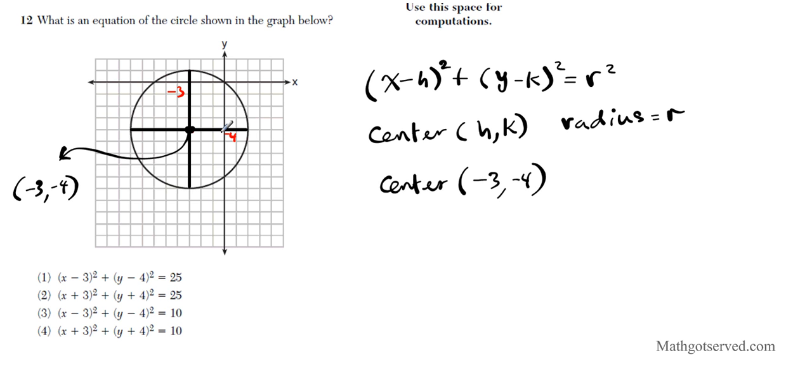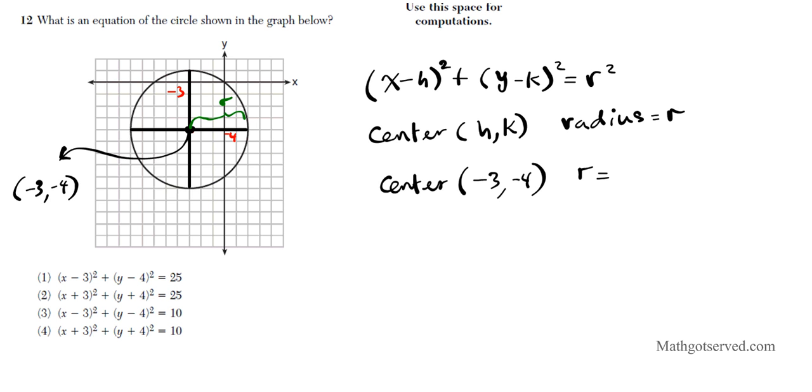The radius is the distance from the center to the circumference of a circle. So that right there is your radius. How many units is it? Count the units from the center to the extreme: 1, 2, 3, 4, 5. So the radius r is 5.